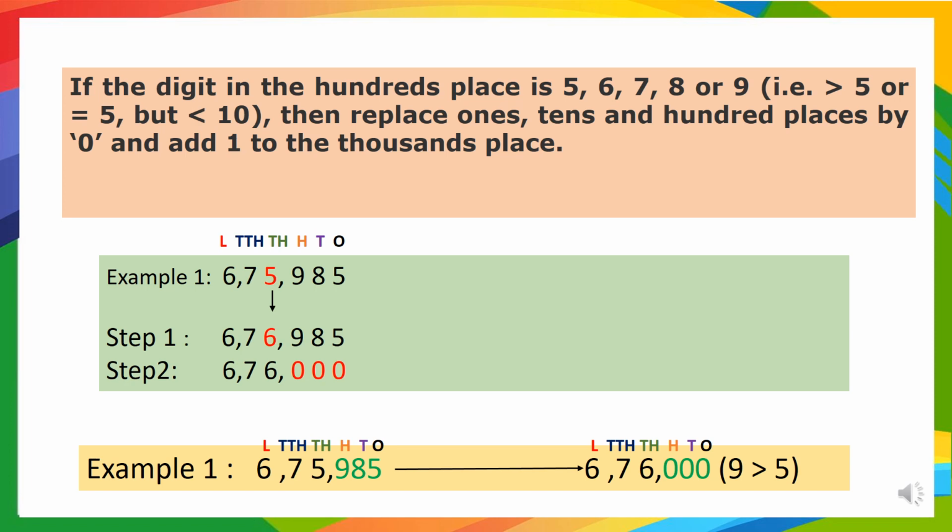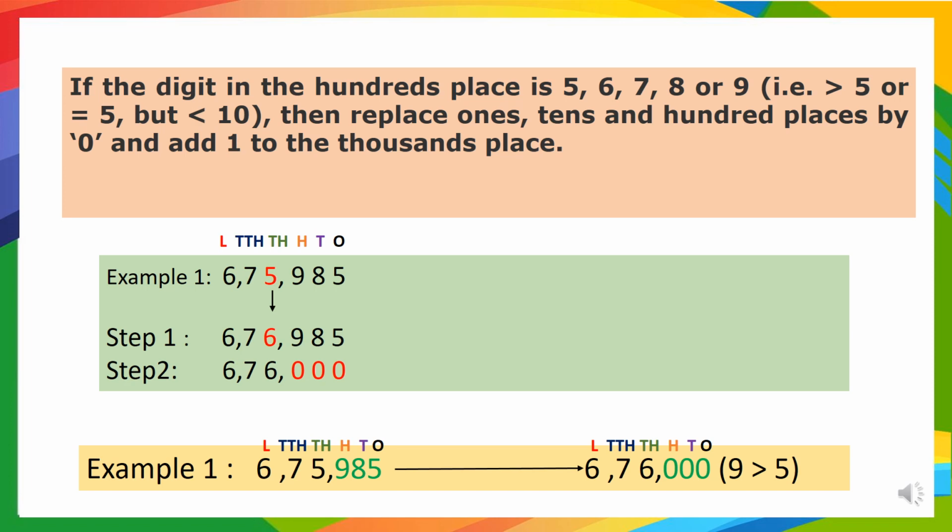In rule 2, we follow two steps. First step is if the digit in the hundred place is 5 or more than 5, then add 1 to the digit in the thousand place. Step 2 is after adding 1 to the thousand place, replace ones, tens and hundred place by 0.